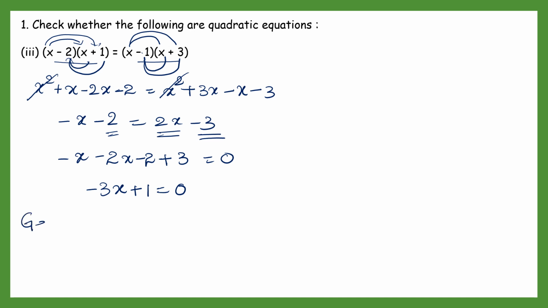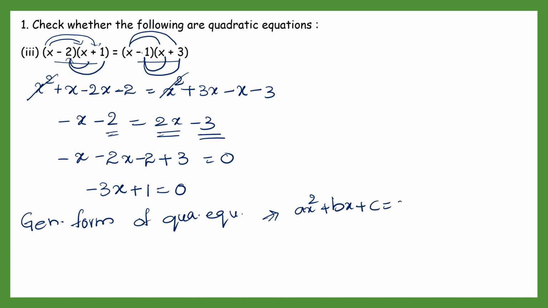Now let's compare with the general form of quadratic equation. What is the general form? ax square plus bx plus c is equal to 0. The result you got is minus 3x plus 1 is equal to 0. That means there is no x square term. So you should write 0 into x square minus 3x plus 1 is equal to 0.